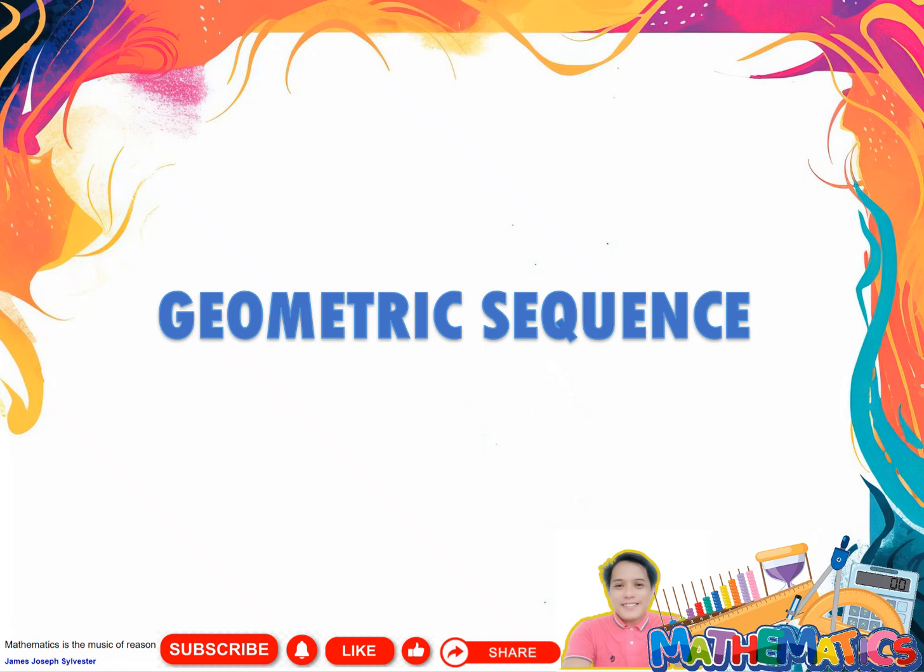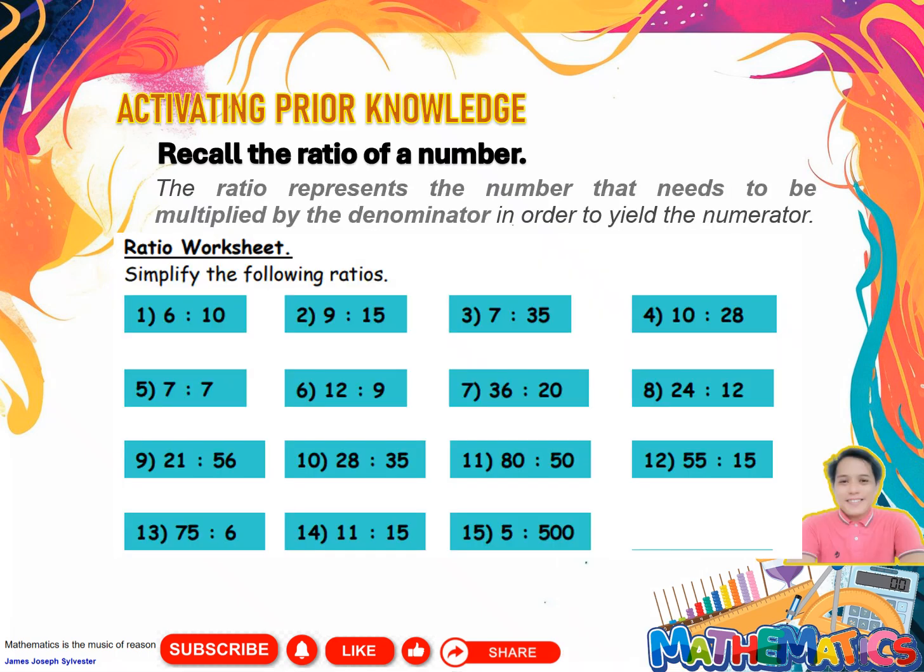Good day to everyone. Let us discuss geometric sequence. For activating prior knowledge, let us recall the ratio of a number. The ratio represents the number that needs to be multiplied by the denominator in order to yield the numerator.